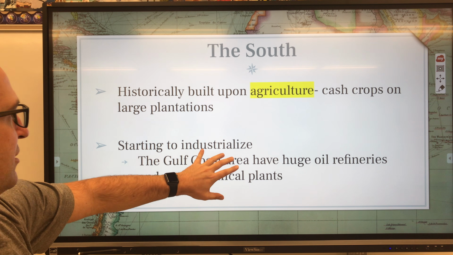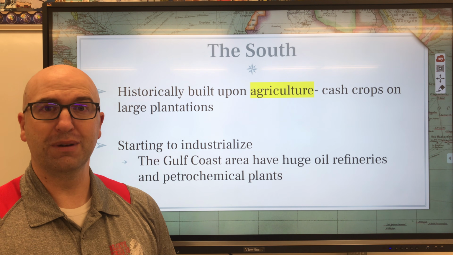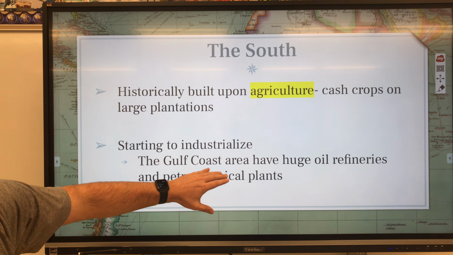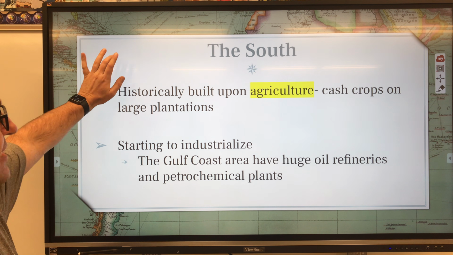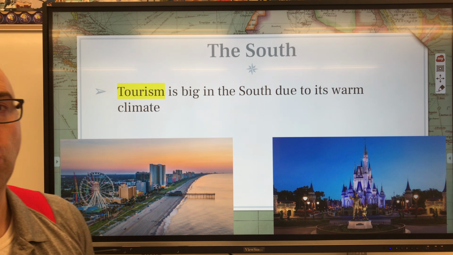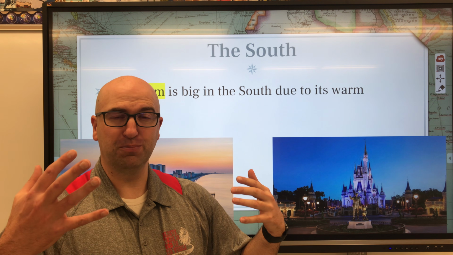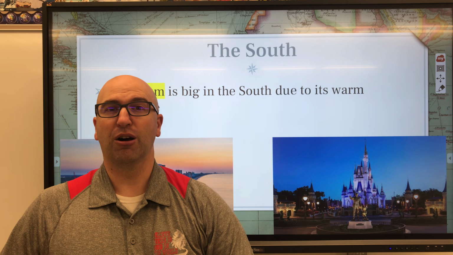Now it is starting to industrialize because it has access to the oceans through the Mississippi River. So you have a lot of oil refineries and chemical plants there as well in the South now. The South also relies on tourism, especially during winter months or summer months. People looking to escape to warmer areas, they would go south.